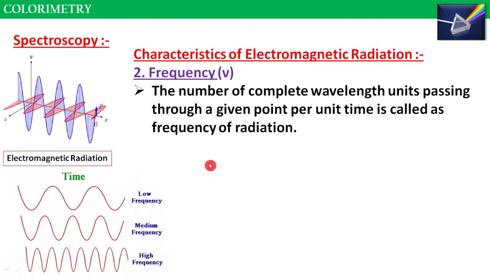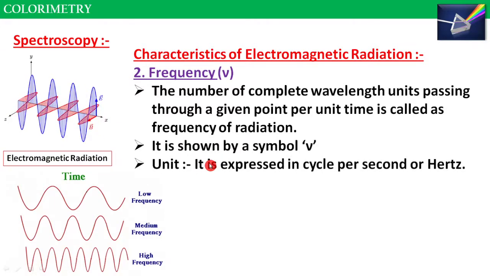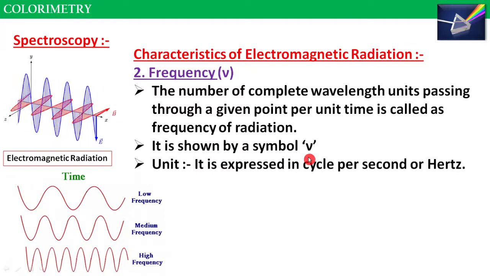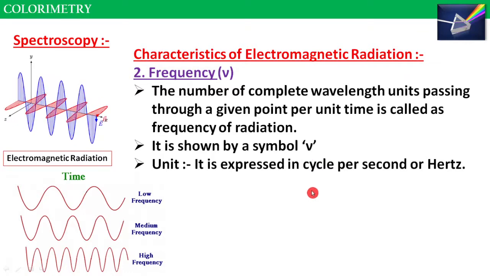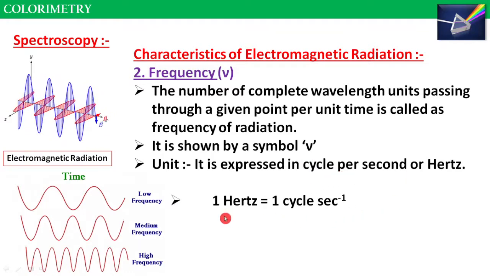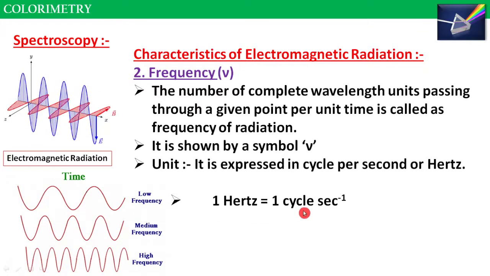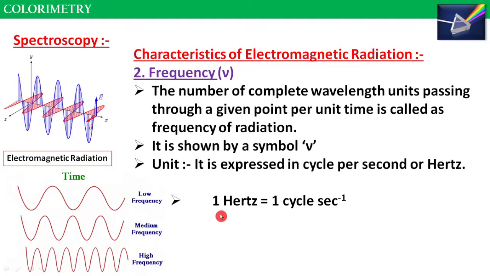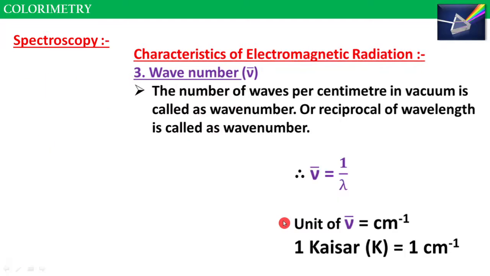Now what is the unit of frequency? Generally it is shown by the symbol mu. It is expressed in cycles per second or hertz. 1 hertz is always equal to 1 cycle per second.